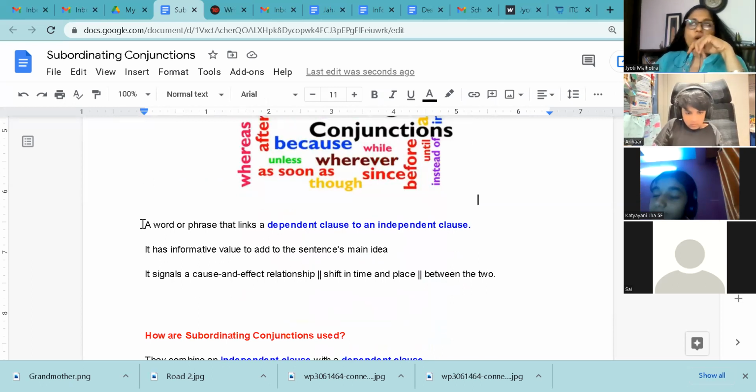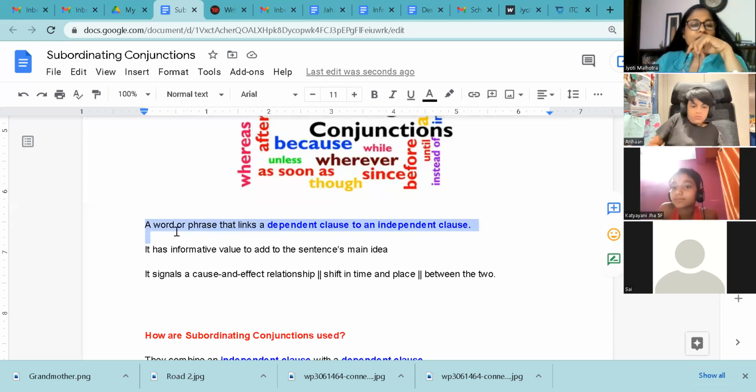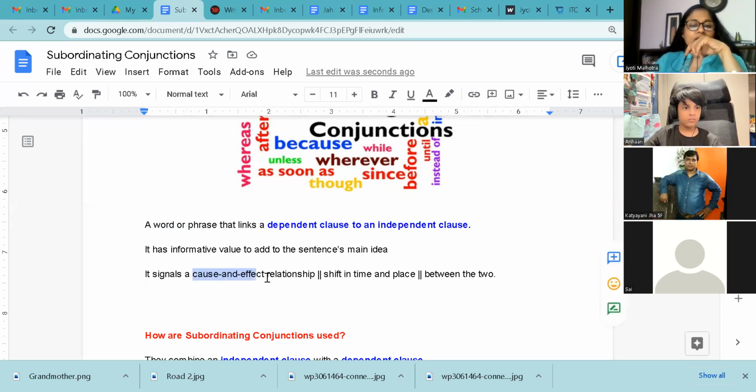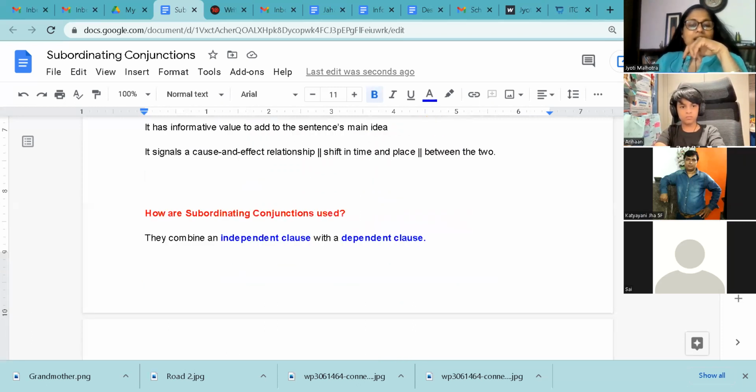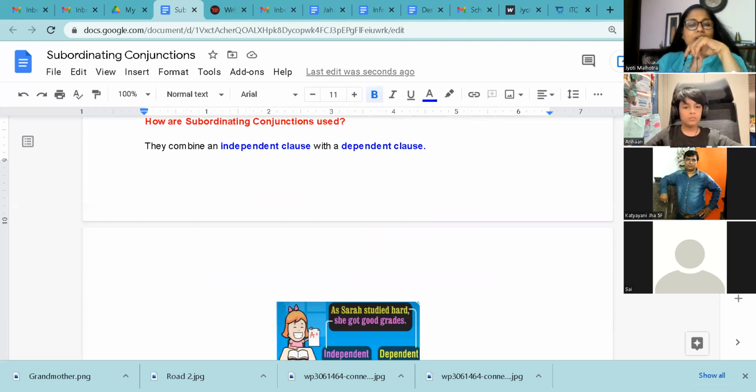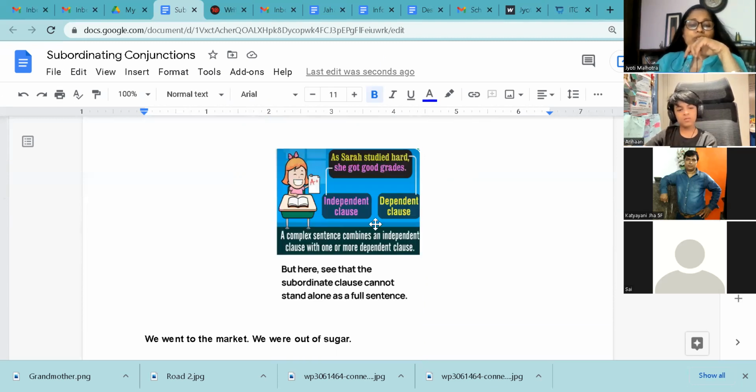So the definition of this conjunction is a word or a phrase that links a dependent clause with an independent clause. Okay, it can have either a cause and effect relationship or something related to time and place or something else, which I will teach you a little later. Let us understand how subordinating conjunctions are used. They combine an independent clause with a dependent clause. I'm going to take quite some time to explain this to you children.